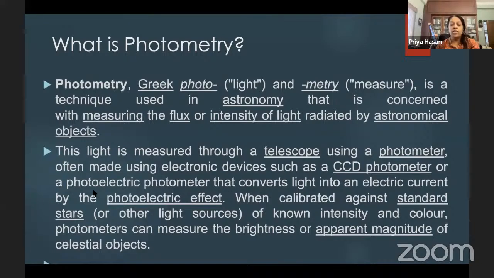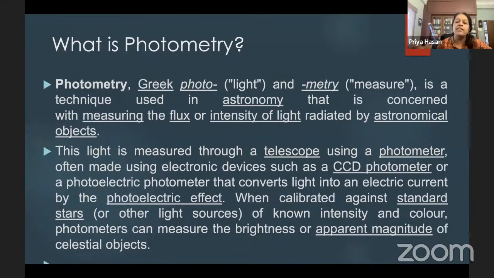Fine. So the simplest thing is that light, when it passes through a telescope, is measured using a photometer, or various electronic devices. Earlier people used photometers, and now people use CCDs. And this gives you a measurement of that light. A photometer works on the principle of the photoelectric effect. As light falls onto the photometer, it generates an electric current. And then we calibrate this current with respect to standard stars.